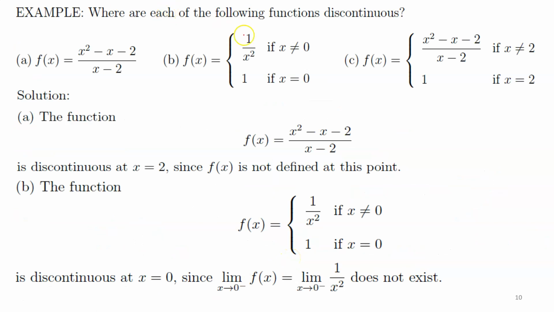Okay, where are each of the following functions discontinuous? Di mana dia discontinuous? So you need to identify. For A, this function is discontinuous at x equal to 2. Because you have this x equal to 2, dia discontinuous dekat situ. Kenapa? Sebab when you substitute 2 into the x, you get 2 minus 2, which is actually equal to 0. So, okay? It cannot be defined. That's why it is discontinuous at x equal to 2.